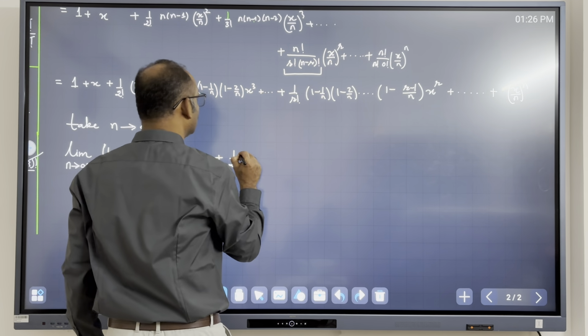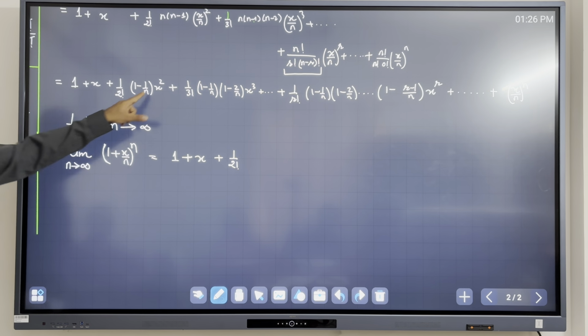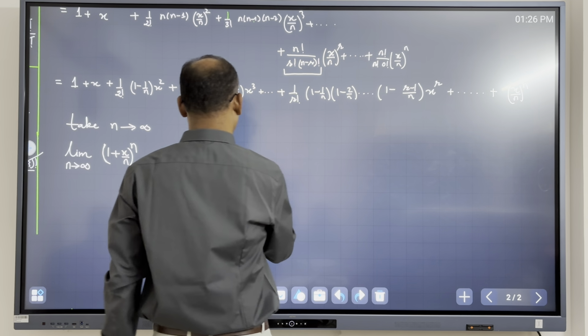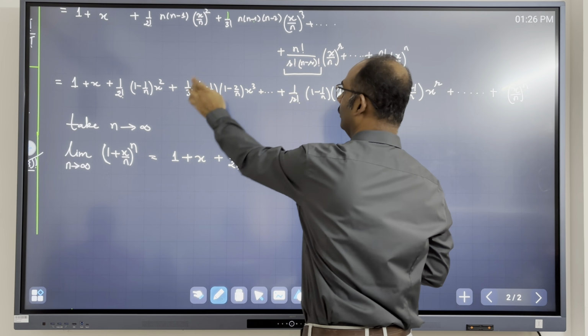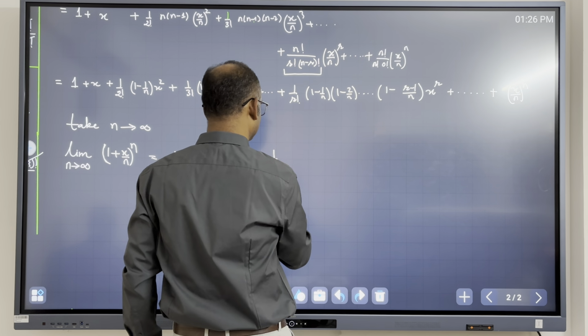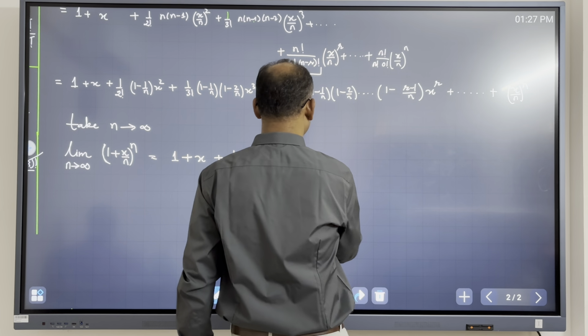So 1 over 2 factorial, x गलत हो गया. नहीं, it's correct. x नहीं cube है, over 3 x square into one. हाँ sorry ये वाला था. This is the one I am looking for. So that is x square, plus this one is 1 over 3 factorial x cube. So and so forth.